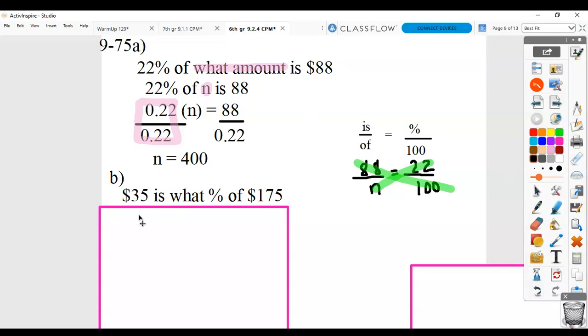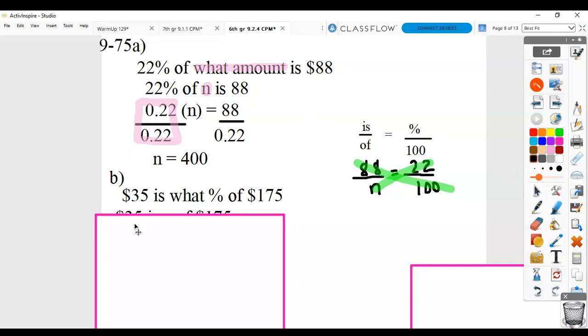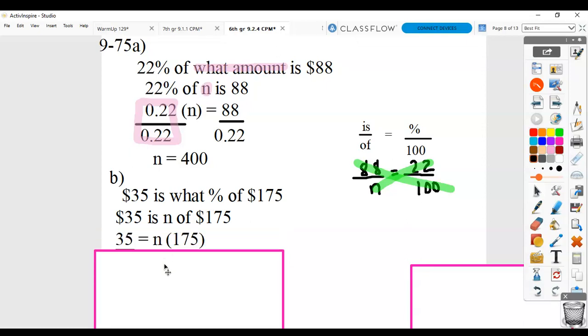Then $35 is what percent of 175? So again, instead of what percent, I translated that to n. Again, you could use any variable. 35, in place of is, we put equals n of, which means times 175. So n is currently being multiplied by 175. The inverse operation would be to divide by 175. Again, this creates a giant 1.